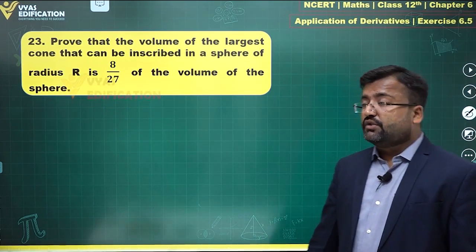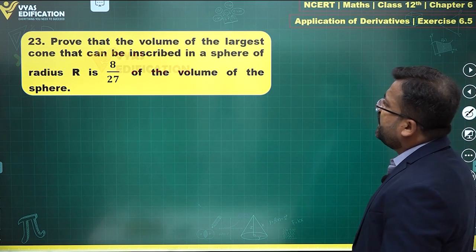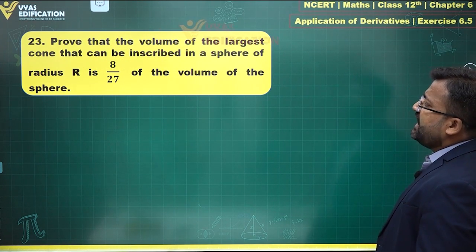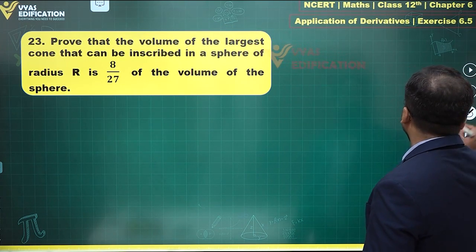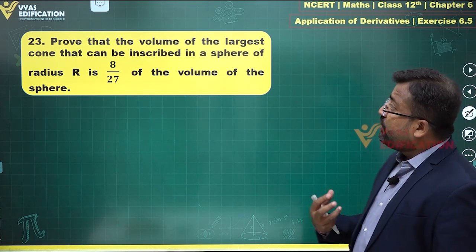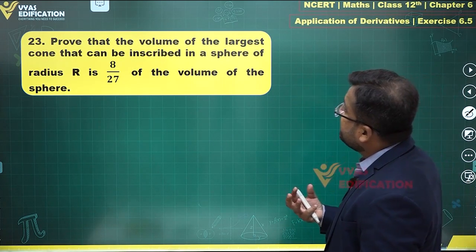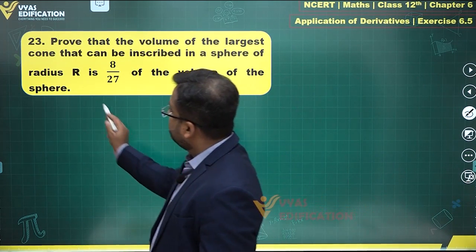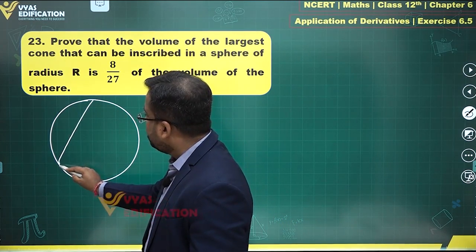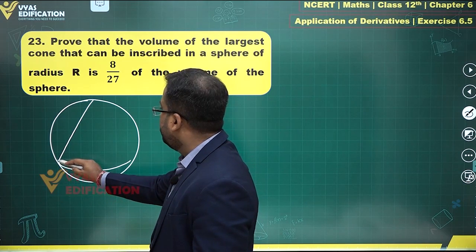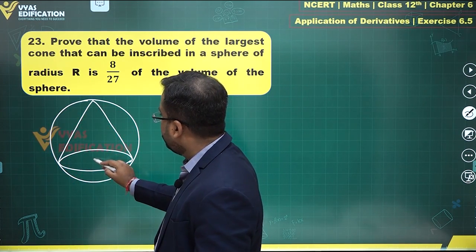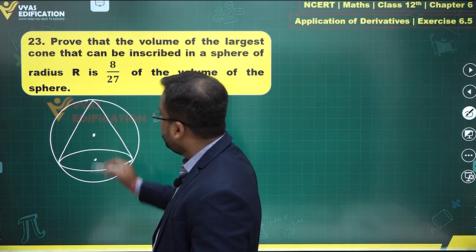Let's talk about the 23rd question. The 23rd question says, prove that the volume of the largest cone that can be inscribed in a sphere of radius r is 8 by 27 of the volume of the sphere. Okay, volume of the largest cone. We are describing a cone in a sphere of radius r. So a sphere in 2 dimensions will look like this, and within the sphere, the cone will be this. This is the center of the sphere, let's say.